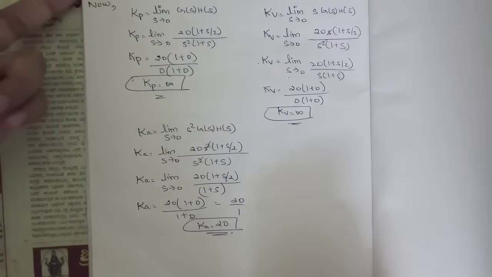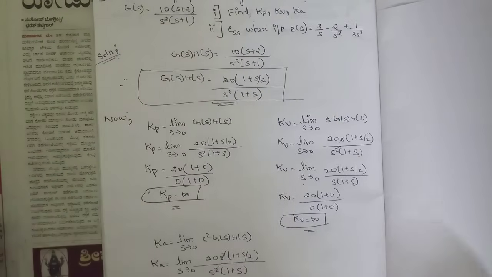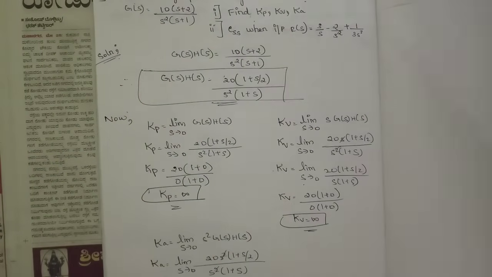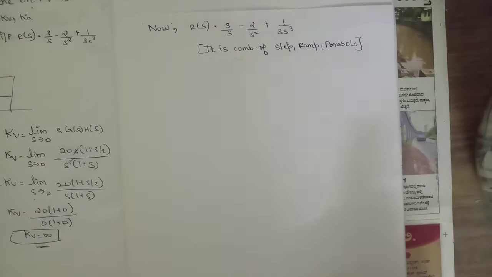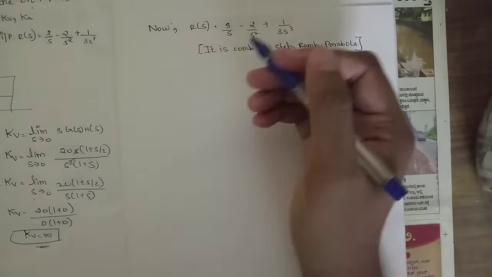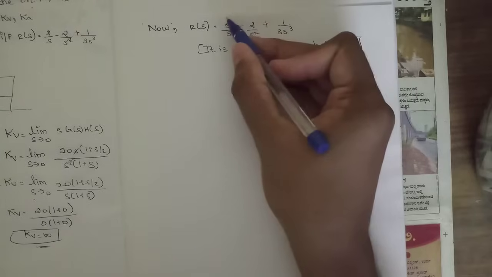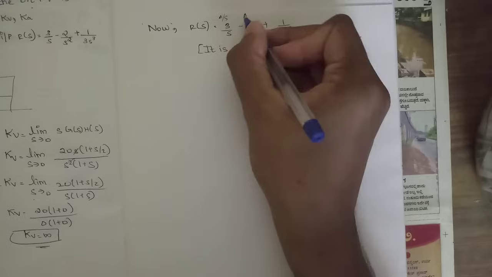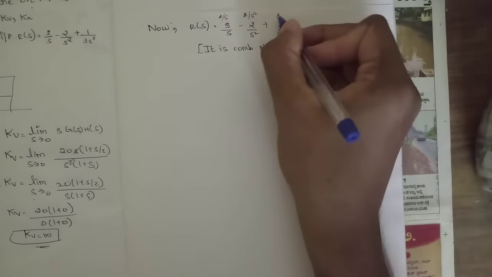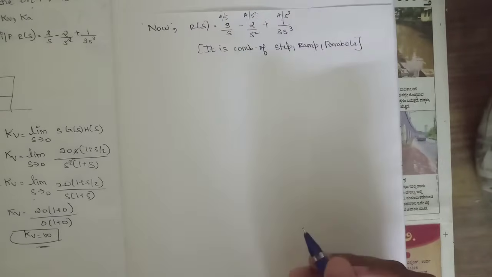Now let's find the second case, the steady state error when the input provided is R(s) = 3/s - 2/s^2 + 1/(3s^3). Again we can see this is a combination of step, ramp and parabola, but here it is in the s domain. In the s domain, a step signal is represented as A/s, a ramp signal as A/s^2, and a parabolic signal as A/s^3.